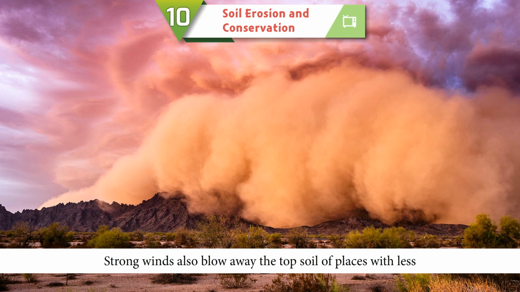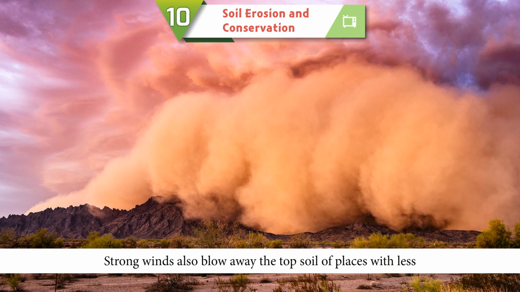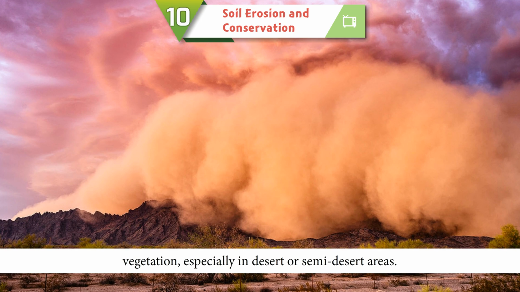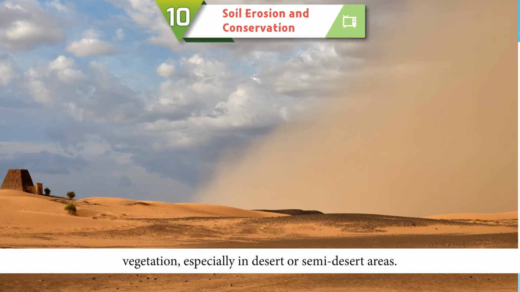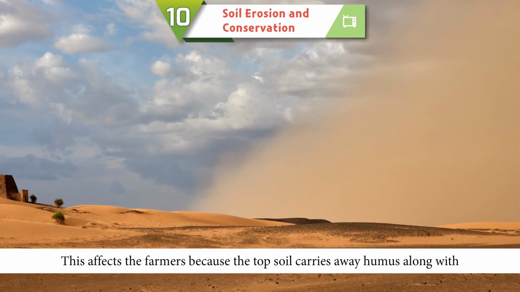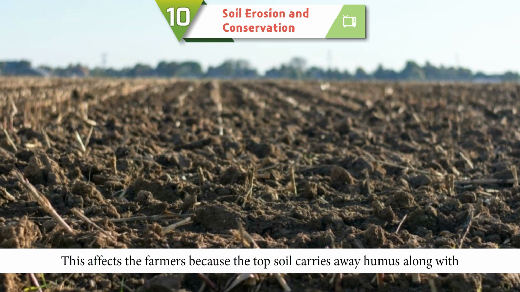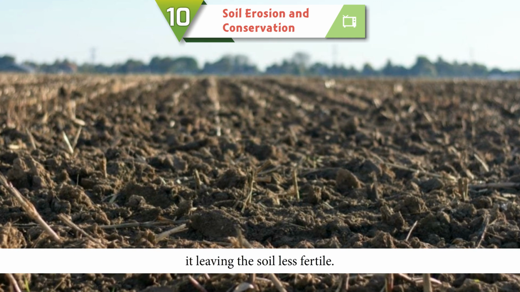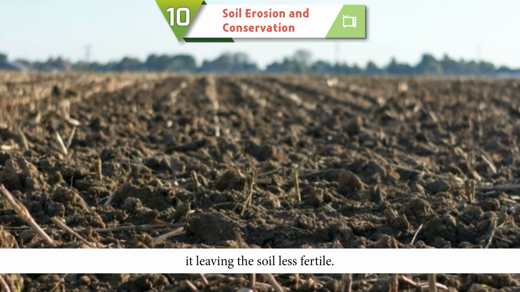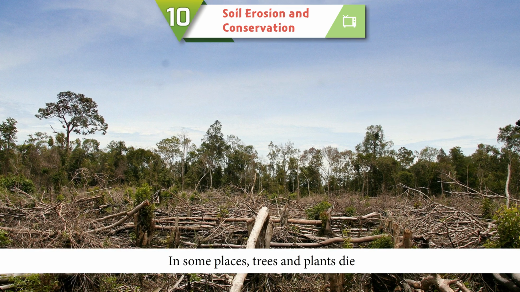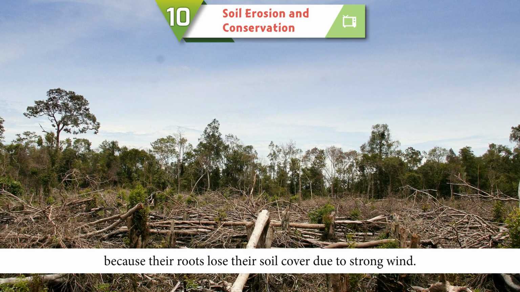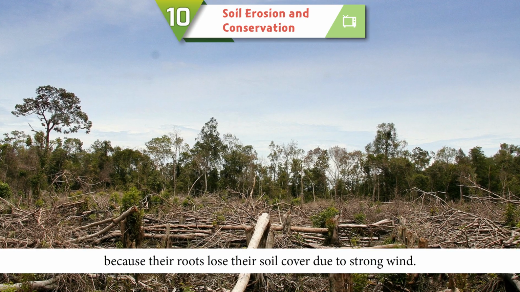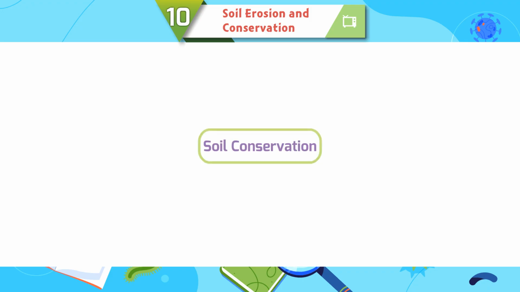Wind. Strong winds also blow away the topsoil of places with less vegetation, especially in desert or semi-desert areas. This affects the farmers because the topsoil carries away humus along with it, leaving the soil less fertile. In some places, trees and plants die because their roots lose their soil cover due to strong wind.